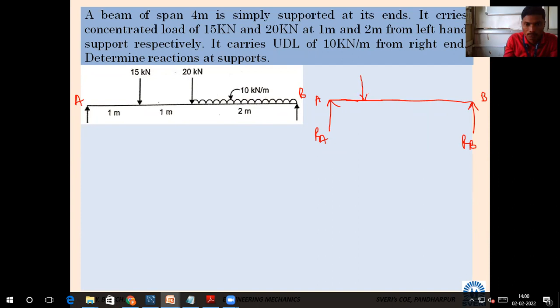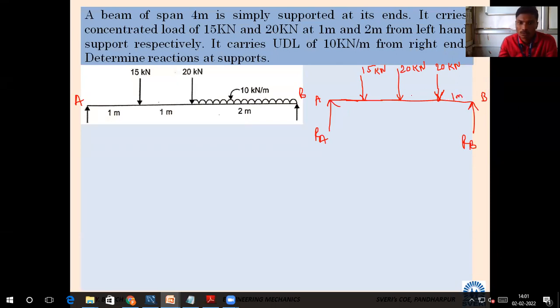Then how will it come? Here it is 15 kilonewton, and here it is 20 kilonewton. This force has to be placed exactly in the middle of the 2 meters. In this way it should be at the middle. And how much will its point load be? 20 kilonewton. And what will this distance be?